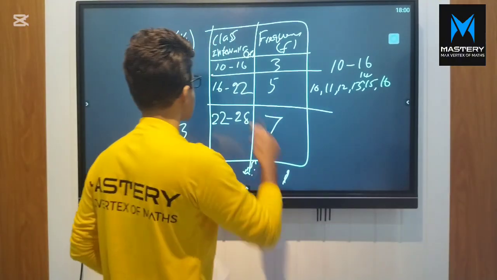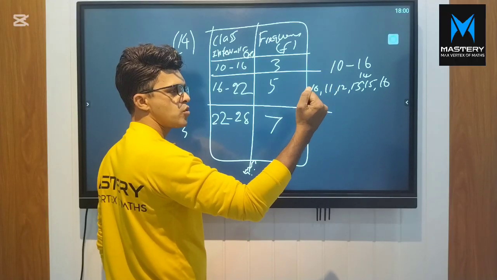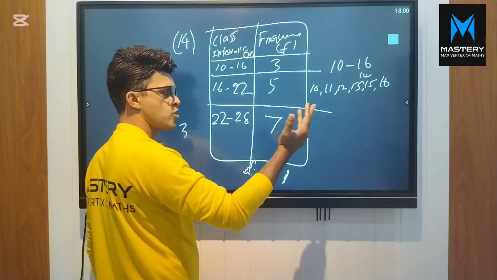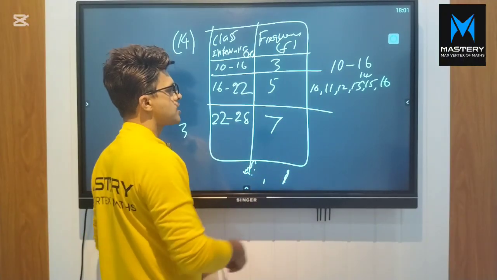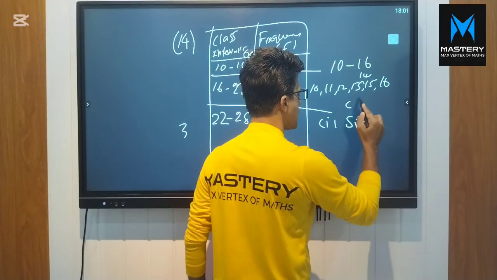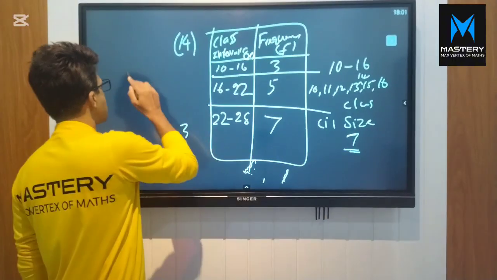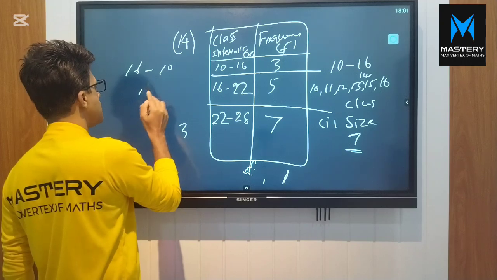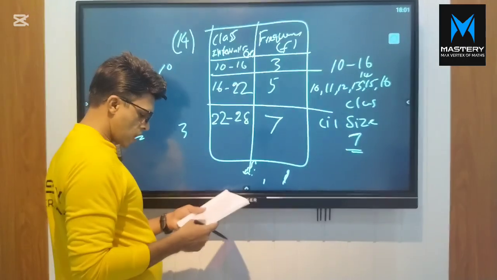Okay. Then when it comes to this class also, 16, 17, 18, 19, 20, 21, 22, then 7 values. Then here 22, 23, 24, 25, 26, 27, 28. Yeah, then 7 values. Therefore, class size is 7. This can also be found without writing these values. I mean, 16 minus 10 is 6, then you add one, which is 7. This way also can be applied.